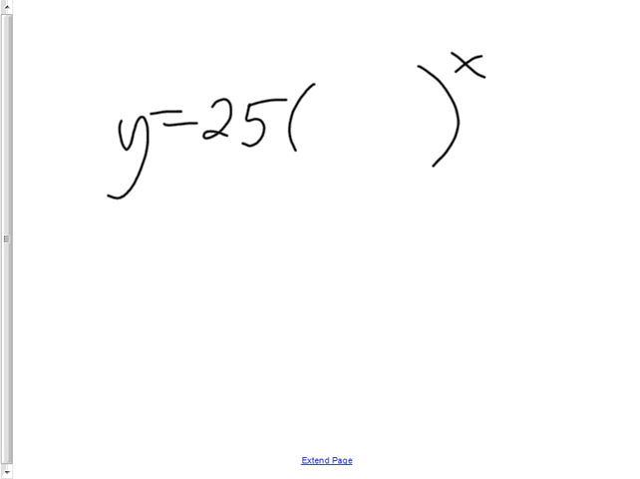Well, it's as simple as 1 minus... what do you put? 0.012. That's 1.2% written as a decimal. Okay, good. Now we're going to write an equation for this.